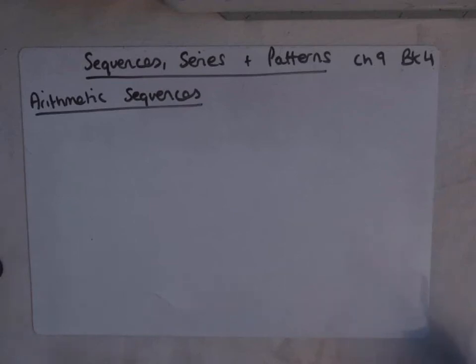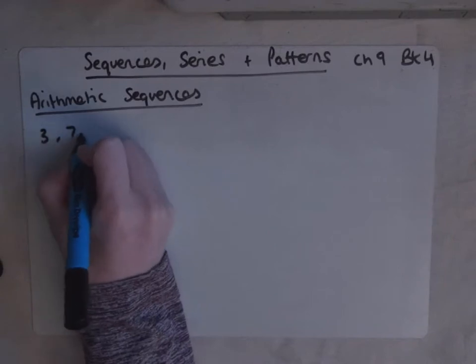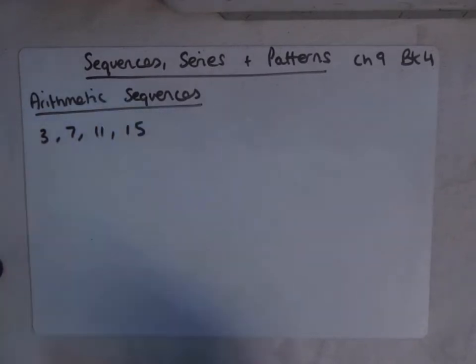Okay, so you might remember arithmetic sequences from Junior Cert. It's just another word for linear patterns, okay? And you'll remember that the first difference is a constant in these types of sequences. So for example, 3, 7, 11, 15.